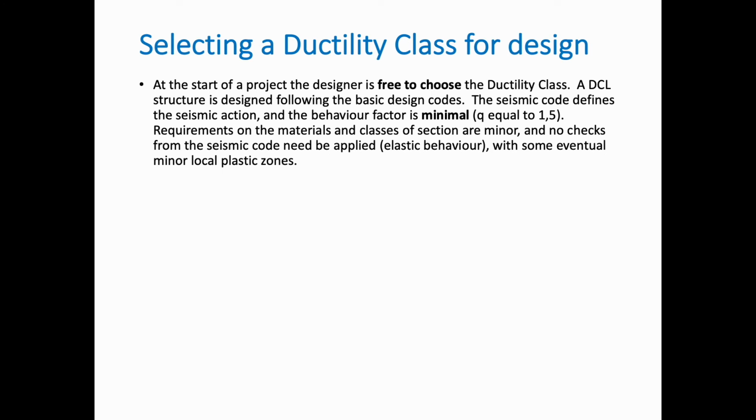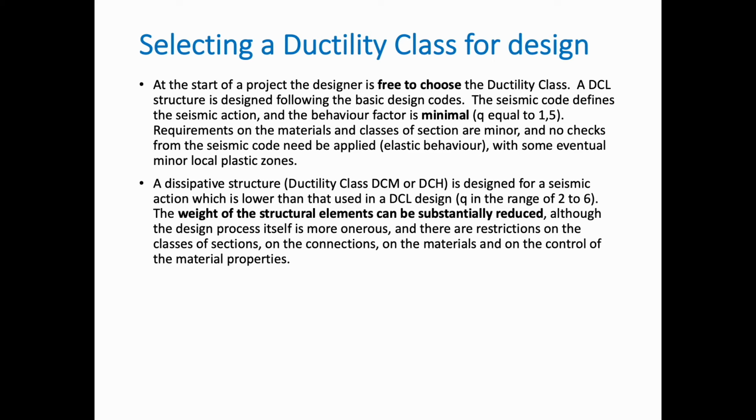Now I will go through the design based on the selection of the ductility class. So at the start, as we said before, the designer is free to choose the ductility class. If a low dissipative structure is designed, we just need to follow the basic design codes. The seismic code defines the seismic action, and the behavior factor is minimal, so q is equal to 1.5. The requirements on the materials and classes of the section are minor, and no checks from the seismic code need to be applied, with some eventual minor local plastic zones that we may get.